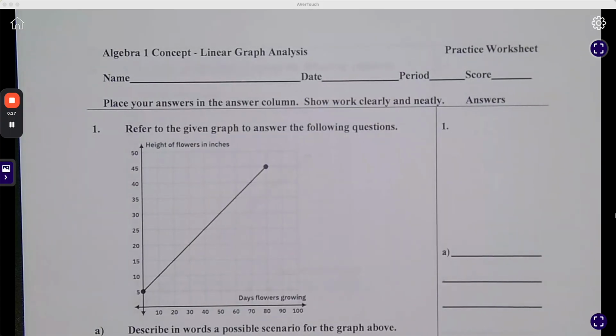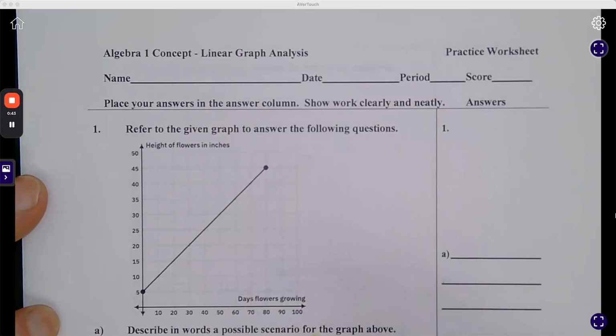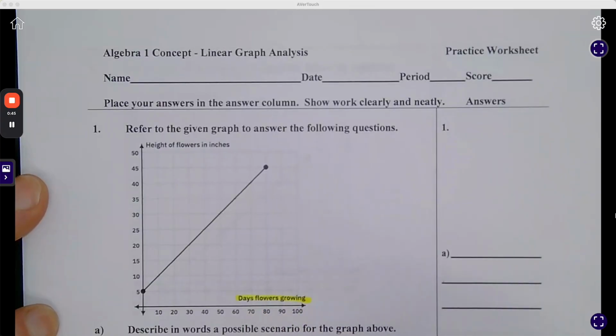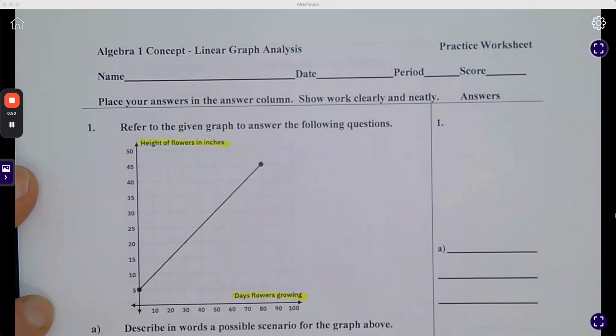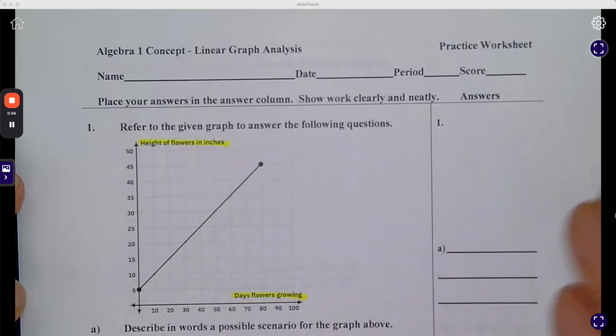Make sure those electronic devices are put away and you are focusing on yourself. This is Algebra 1, Linear Graph Analysis, Practice Worksheet. We're going to refer to this given graph. Notice this graph is measuring the days of flowers growing, that's your input value X, and the height of the flowers in inches. That's your output Y. So that should make sense, right? As the spring and summer go, days are going by, what happens to your flowers? They grow taller. Okay, notice we have a minimum and a maximum value. So let's talk about this.